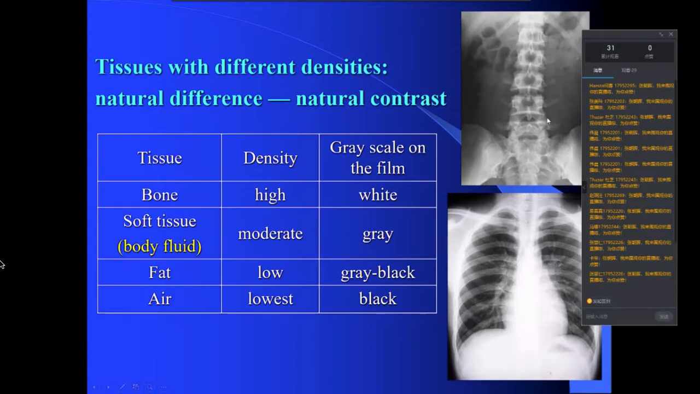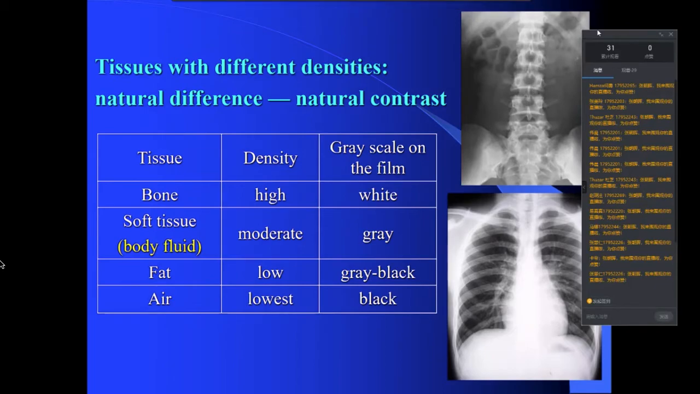This is an X-ray film of the lumbar spine. You can see the lumbar spine, part of the sacrum, and the bilateral ilium, and also some ribs, and they all appear white.